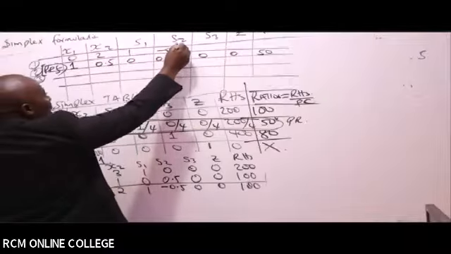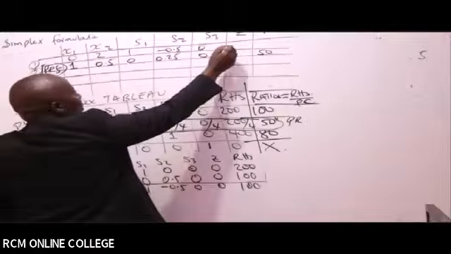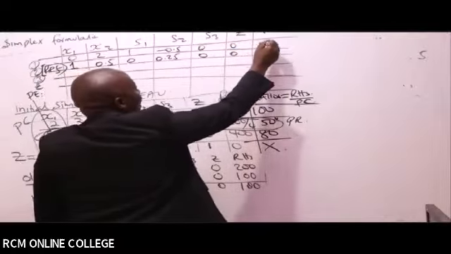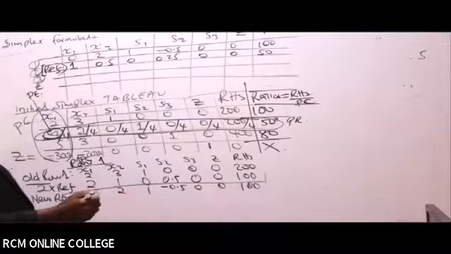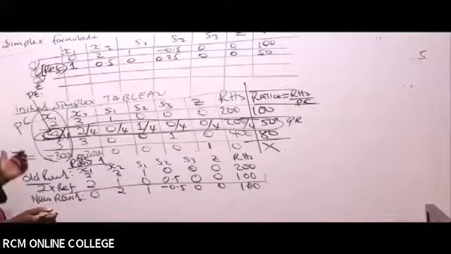1 minus 0.5. 0, 0, 0, 0. And then we have 100 there. So we have new row 1.